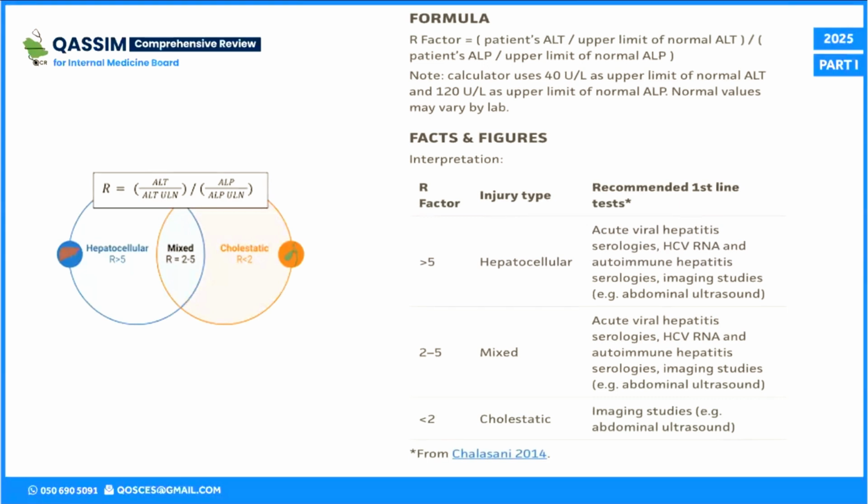The ratio, if it is more than 5, this goes with the hepatocellular pattern of liver injury. If it is less than 2, this goes with the cholestatic pattern of liver injury, deranged liver function test. And if it is between 2 and 5, you think about mixed pattern. Every pattern of liver injury carries a certain differential diagnosis.